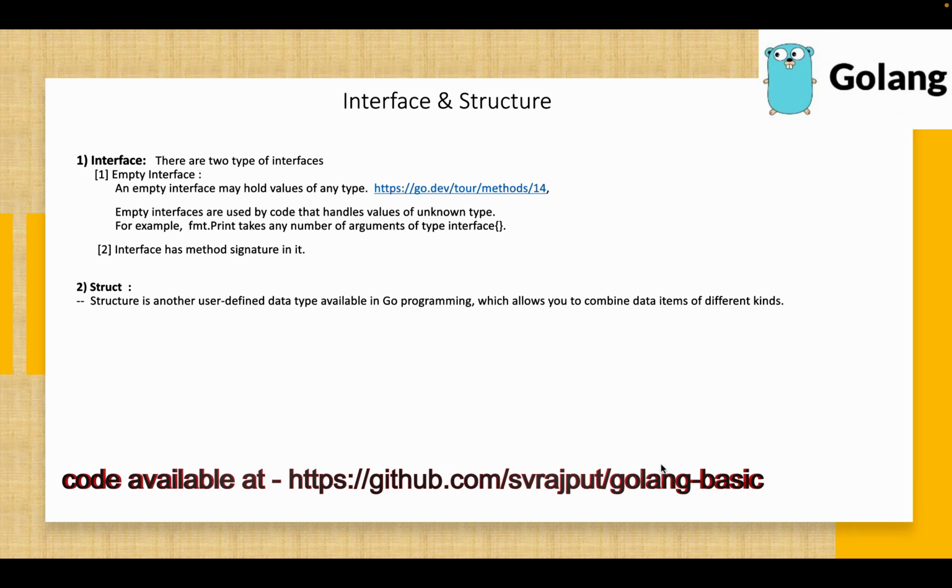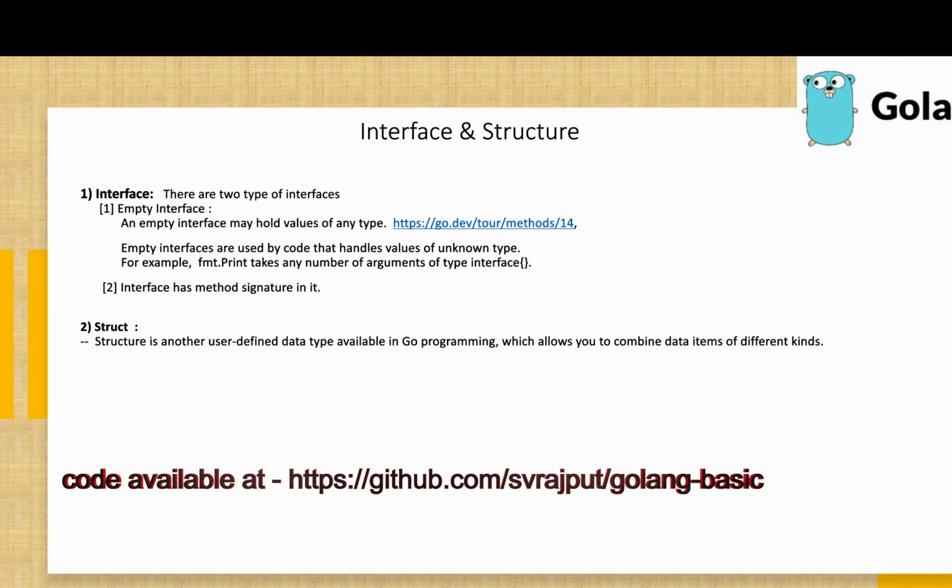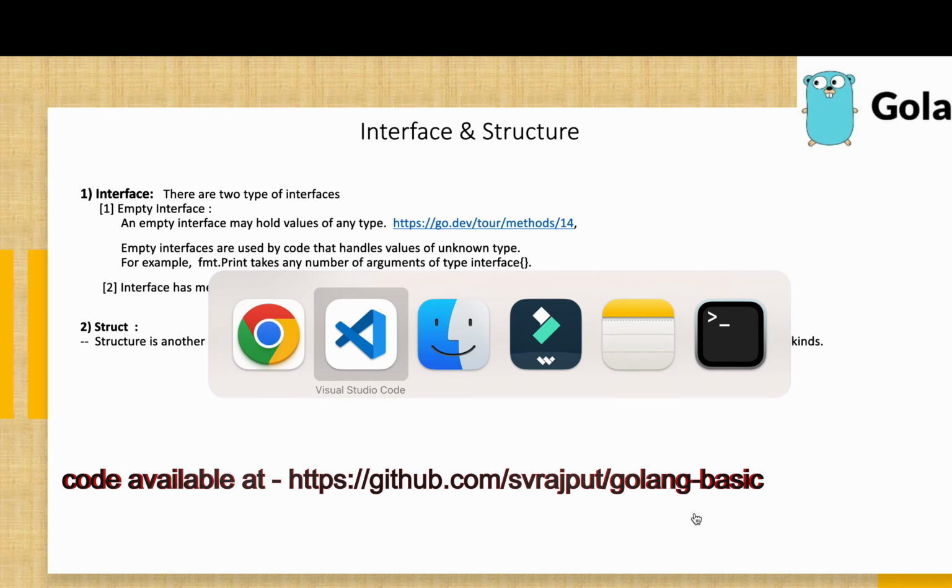Welcome back. Today we are going to discuss interface and structure. Go allows two different types of interface. One is an empty interface and the second one is an interface which has a method signature. The next point is a structure. Structure is nothing but your custom data type which allows you to hold the values of different data types in the same group. So let's go and see the example of interface and structure.